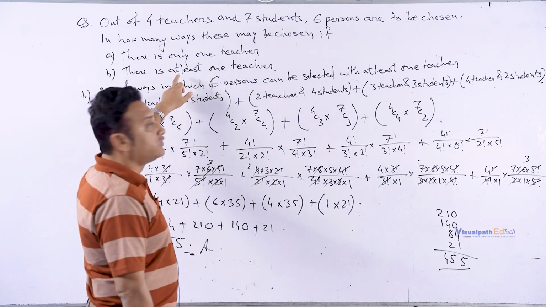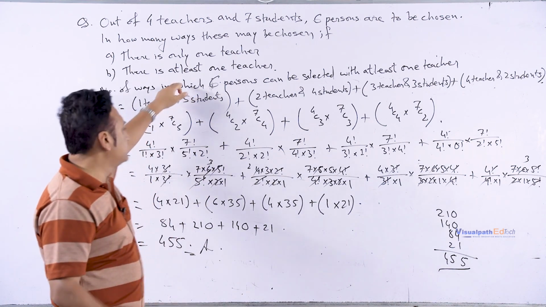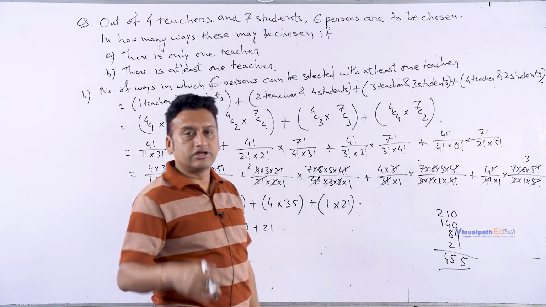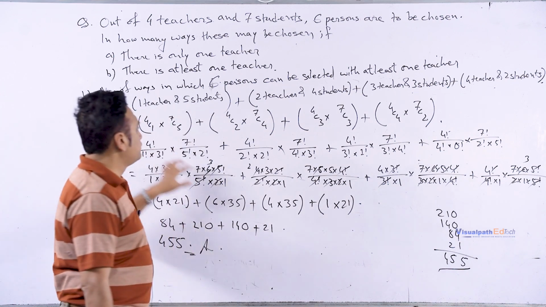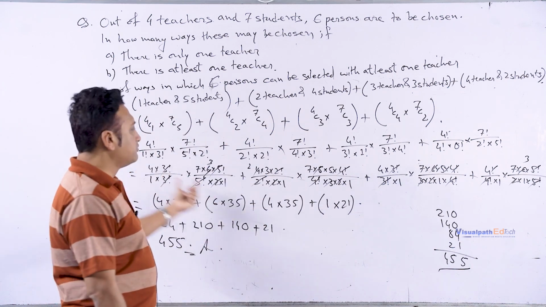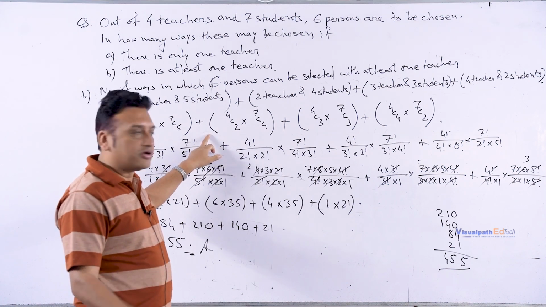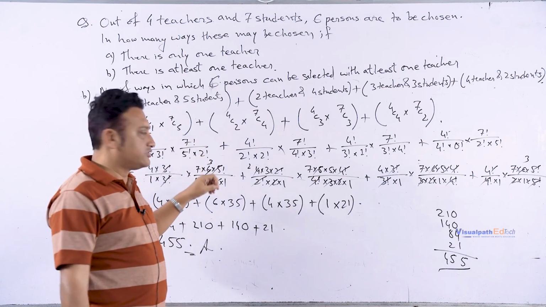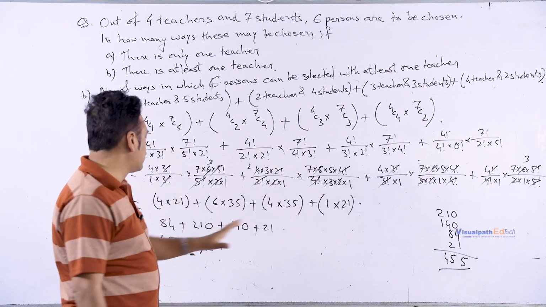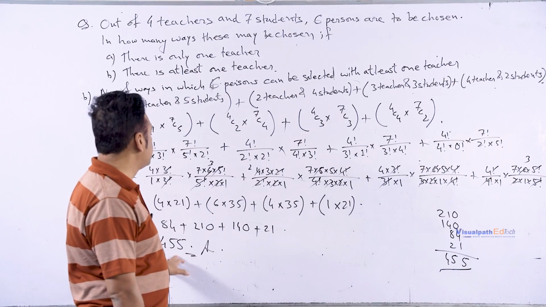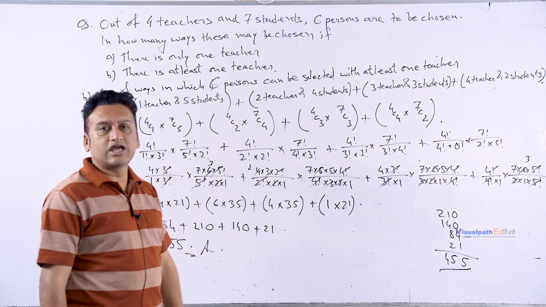If you are given the word at least one teacher, it means there can be 1 teacher, 2 teachers, 3 teachers, 4 teachers, it can be more than 1. So, that way we have to find out various groups, we have to apply combination rules. In between groups there should always be a plus sign, please remember, and within a group there is always an into sign. So, that is the way how we can calculate, and we can find that there are 455 ways in which these combinations can be made.